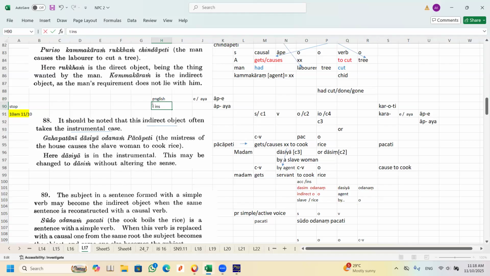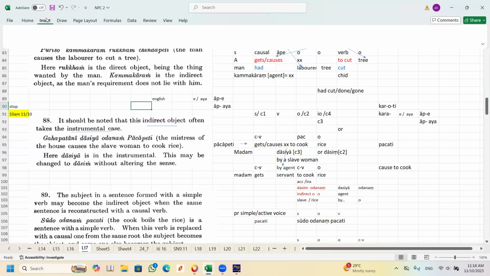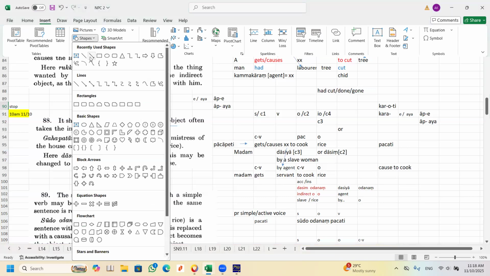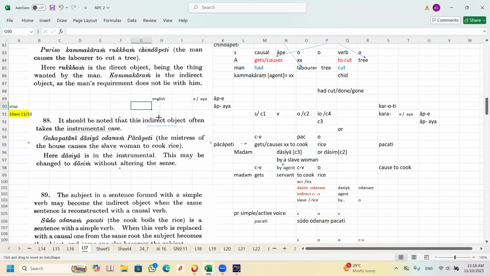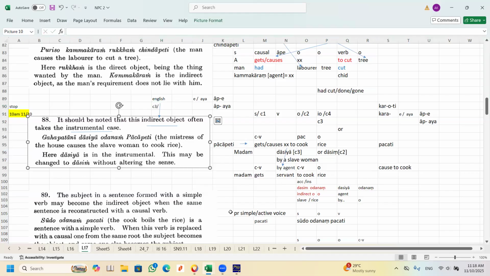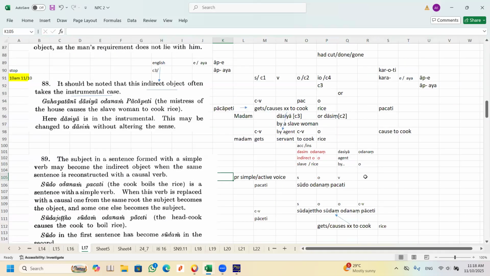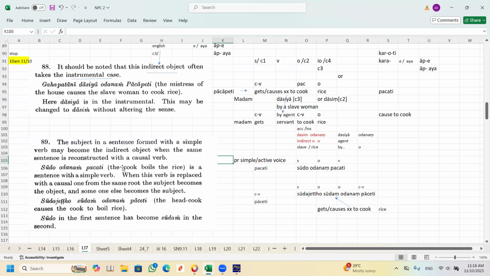This is English. Otherwise, you get confused with the declension. English means indirect object. It can be instrumental. Okay, indirect object, that is the meaning. So you can have two ways of translating this. Okay. All right. Number 89.